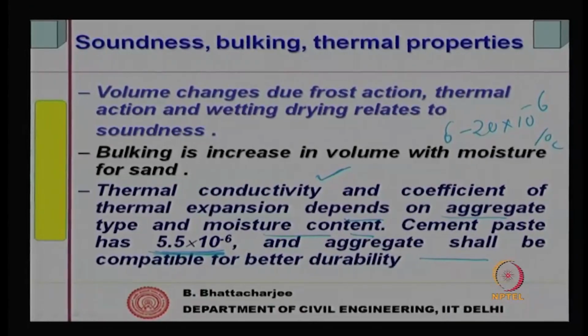Thermal conductivity might vary from 1 watt per meter degree centigrade or degree Kelvin to about 2.5 or 3 watt per meter degree Kelvin, depending upon aggregate type. Maximum is for quartz or quartzite.